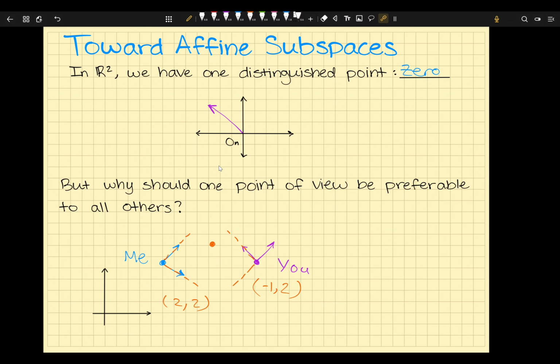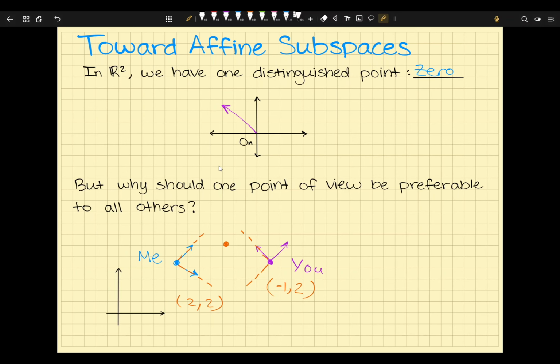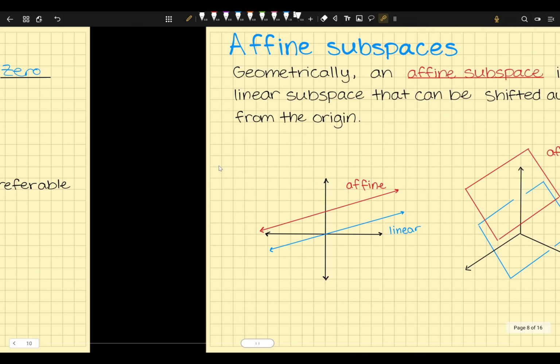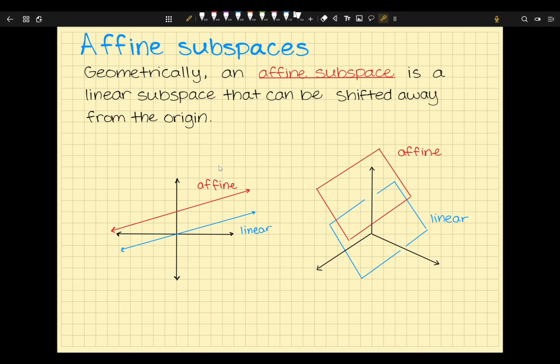What this means is that we're no longer stuck to the origin. We can just forget about the origin and talk about linear subspaces that no longer go through the origin. This gives us an affine subspace. Geometrically, an affine subspace is a linear subspace that can be shifted away from the origin. I have a couple examples here. Are there any questions so far?